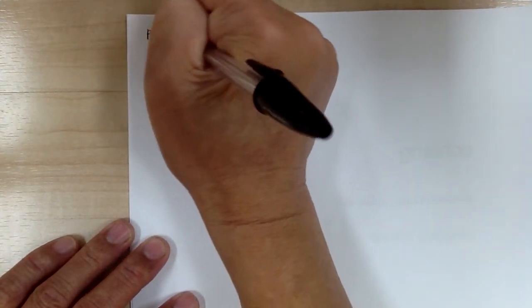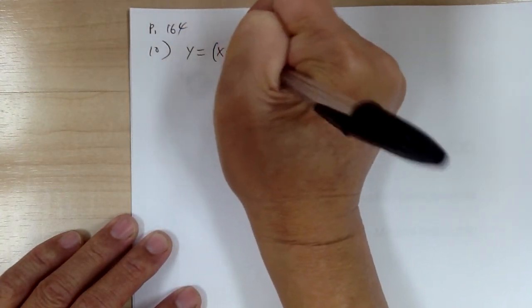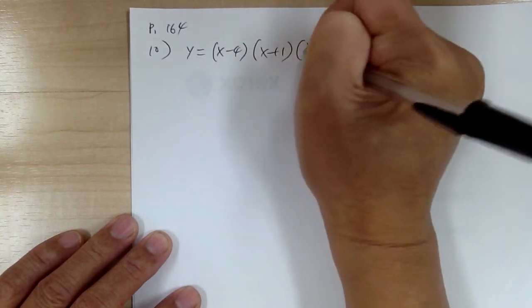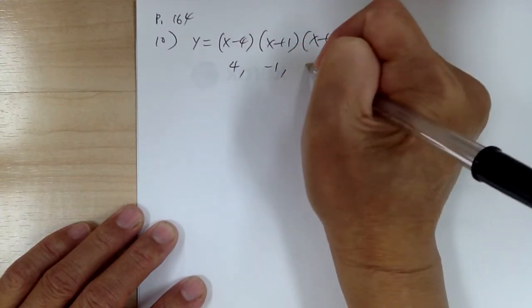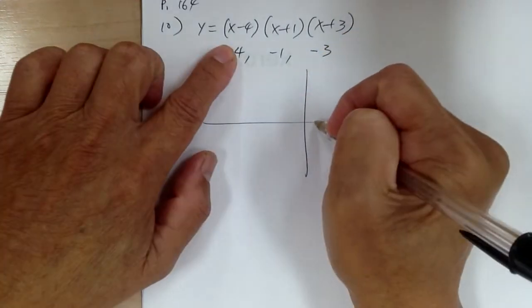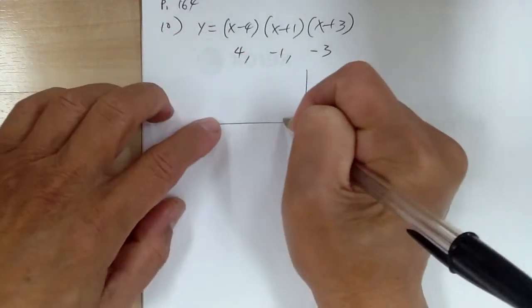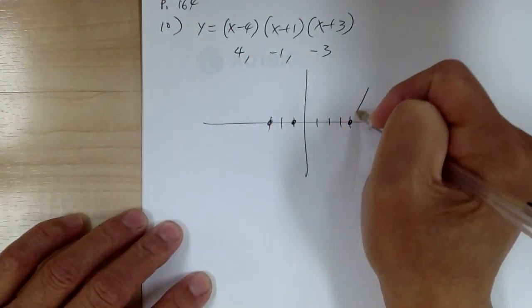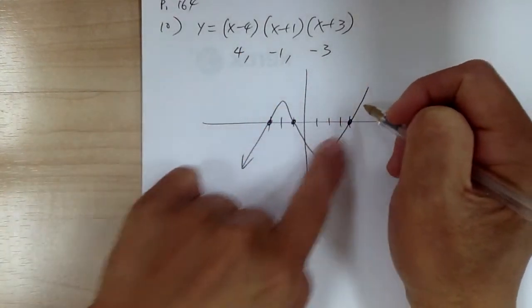Okay, now number 10. For number 10, you've got y is equal to x minus 4, x plus 1, x plus 3. So from here you're going to get 4, negative 1, negative 3. Okay, so go and sketch. So 4, negative 1, negative 3. So this graph is going to go something like this. Again, if it's single, it will go through.